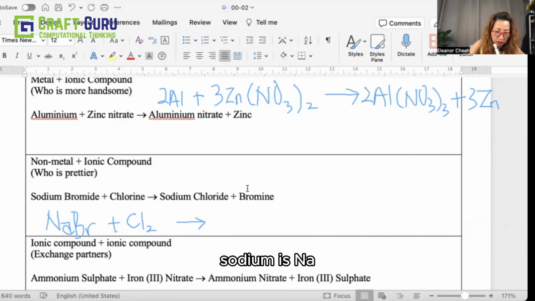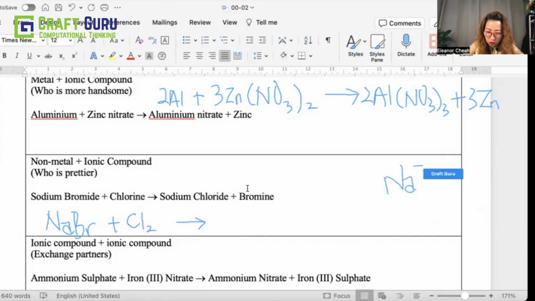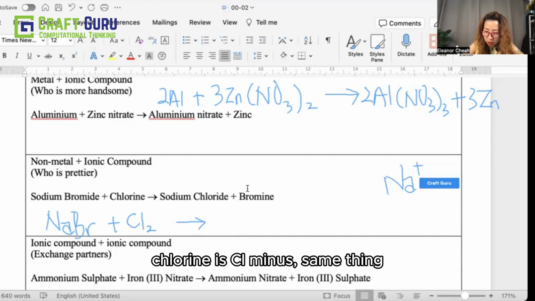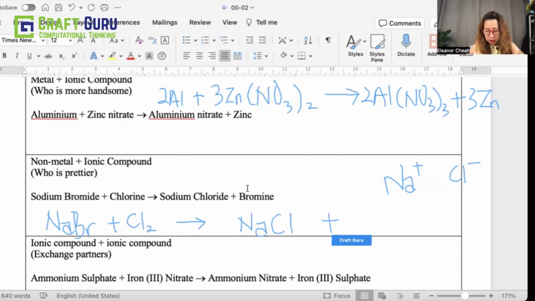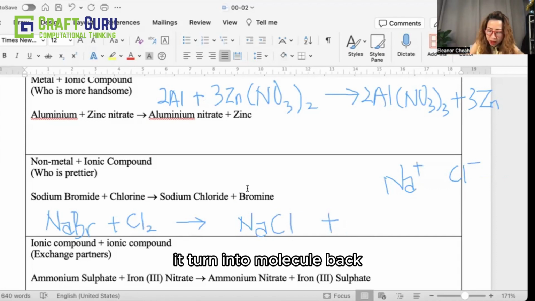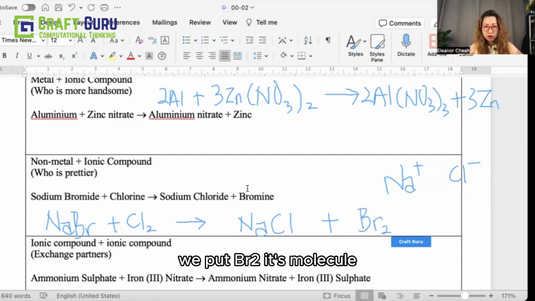Sodium is Na positive. Chlorine is Cl minus. Same thing, we need 1 sodium, 1 Cl. And bromine now becomes alone. It turned into molecule back. So we put Br2, it's a molecule.